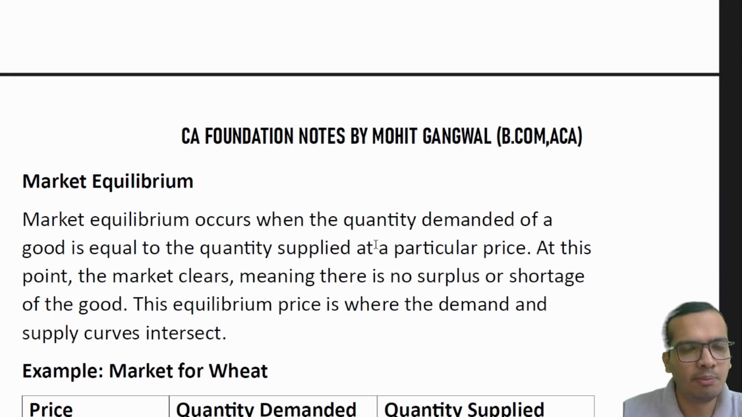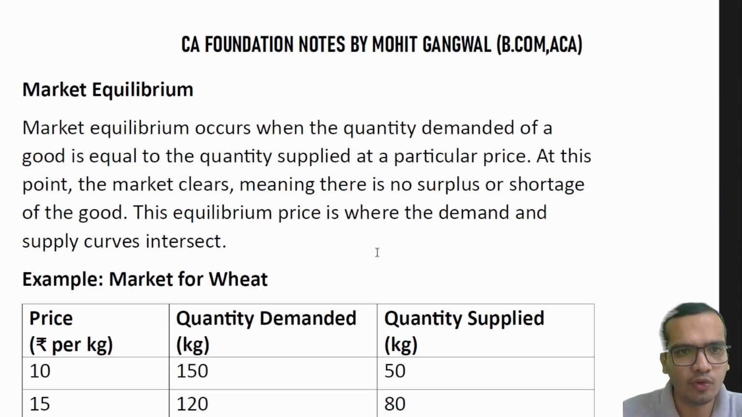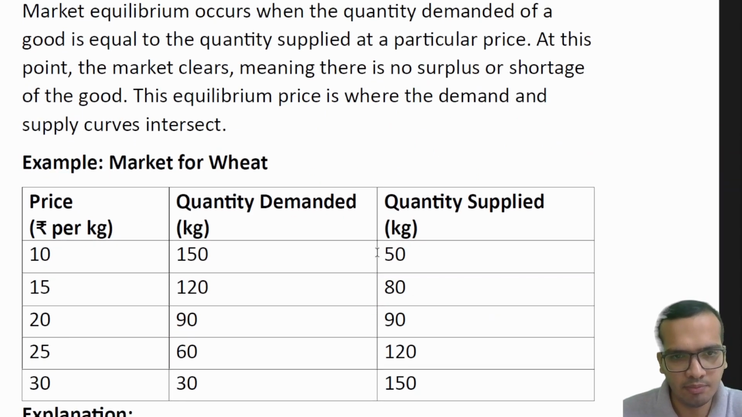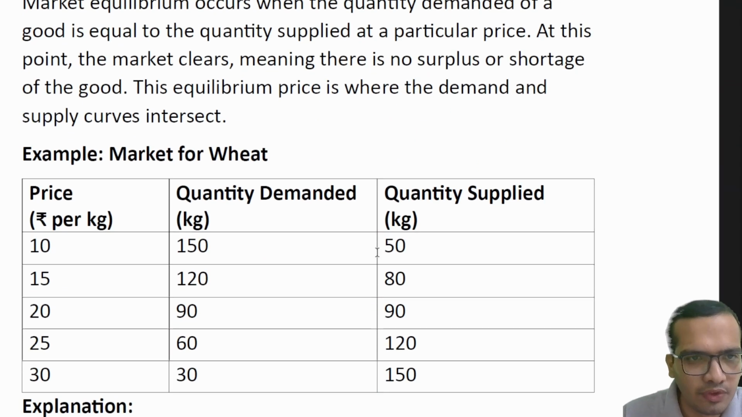Now comes market equilibrium. Market equilibrium occurs when the quantity demanded of a good is equal to the quantity supplied at a particular price. At this point, the market clears, meaning there is no surplus or shortage of goods. The equilibrium price is where the demand and supply curves intersect, meaning it's a point where demand equals supply, in one word. So continuing our example, these are the prices.